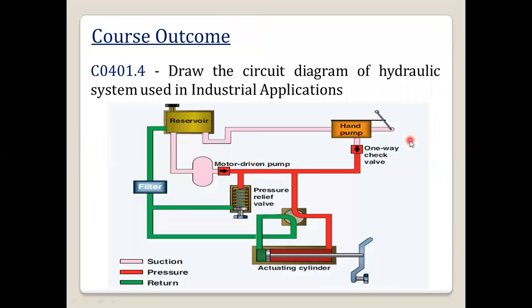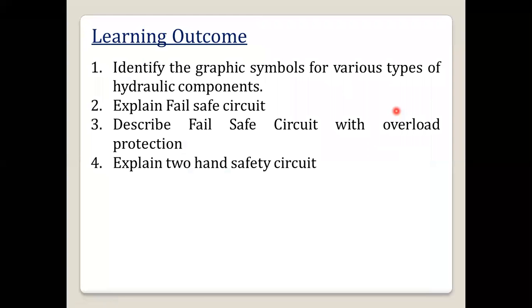fail-safe circuits. So the course outcome, we know what the course outcome is. The course outcome is to draw the circuit diagram of a hydraulic system used in industrial applications. So today's learning outcome will be that we have to identify the graphical symbols for different types of hydraulic components.